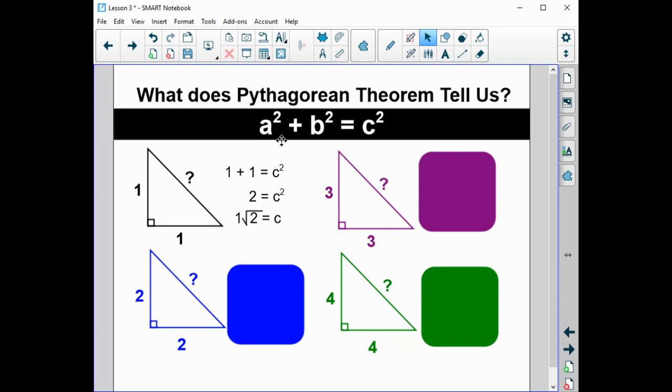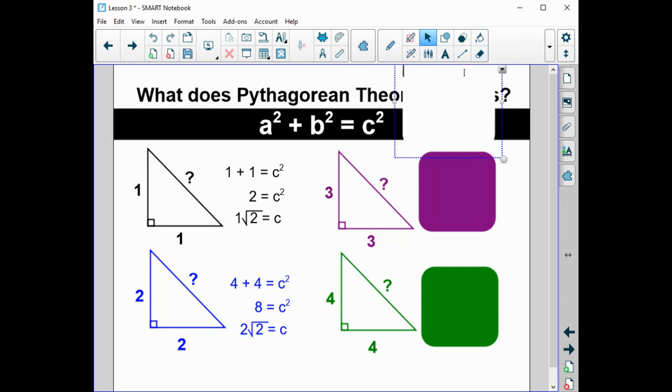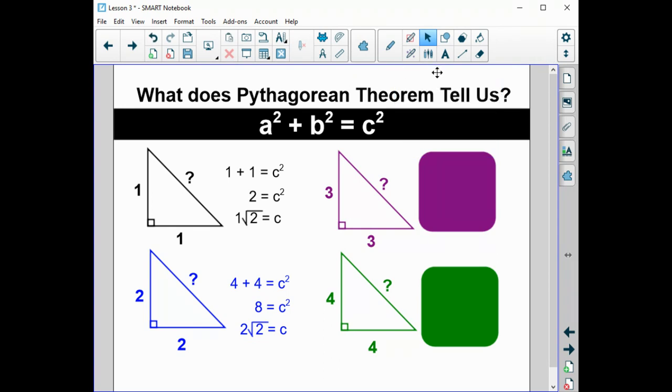On the blue triangle down here, we take 2 squared plus 2 squared, well, that's 4 plus 4 equal to c squared. You add those together, you get 8 is equal to c squared. And when you simplify the radical 8, you get 2 radical 2. On your purple triangle up here at the top, 3 squared plus 3 squared is 9 plus 9. You get 18 when you add those together. So 18 is equal to c squared, and when you take the square root on each side, radical 18 simplifies into 3 radical 2.